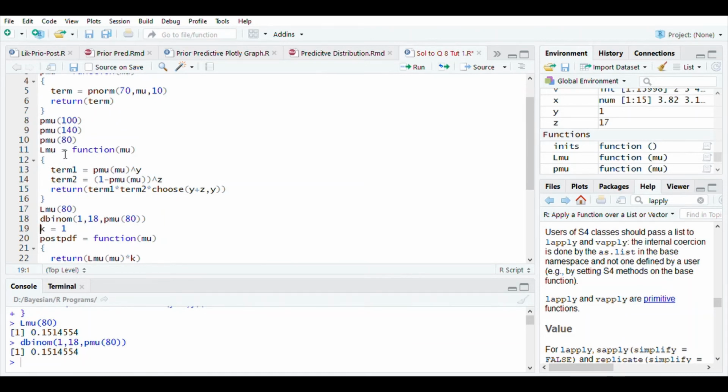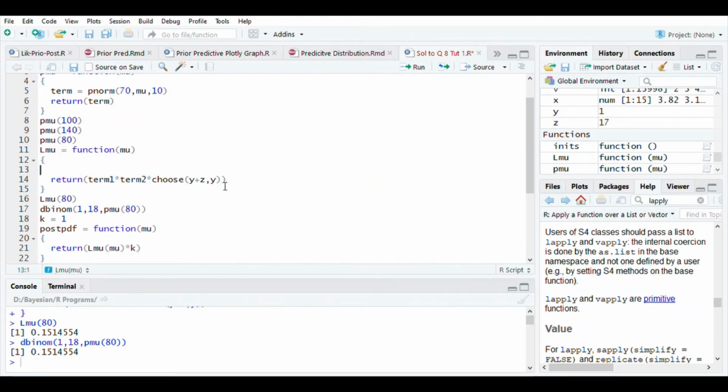So instead of all these terms, let us save our time and simply write the function as dbinom. So we are supposed to get the same value.